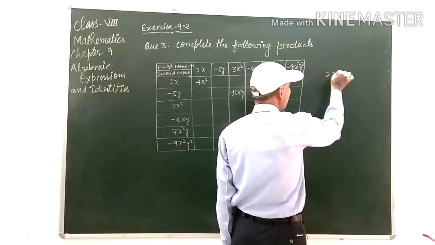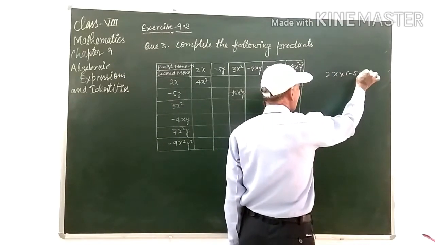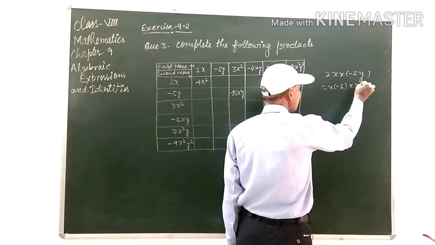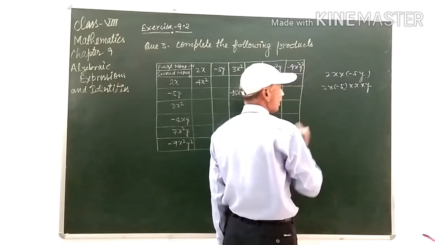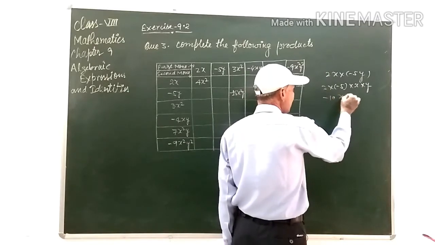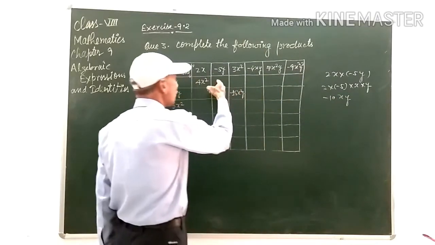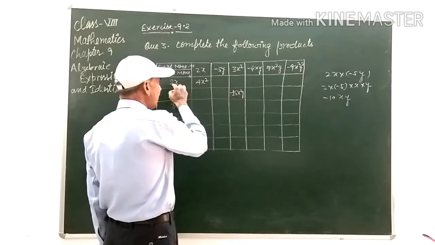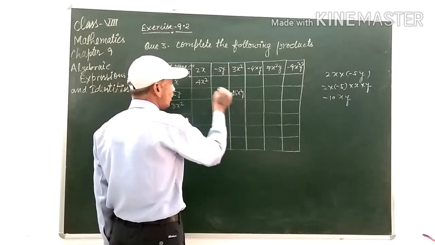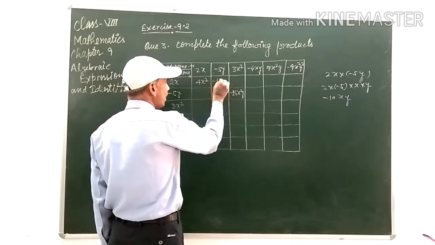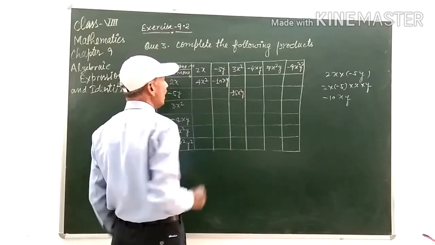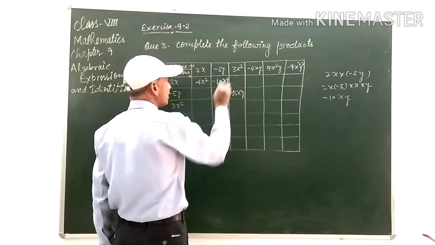Students, 2x into minus 5y, 2 into minus 5 into x into y. Clear, students? So 2 5s are 10, this one will be minus 10xy. So in this row you will write this one, 2x into minus 5y is equal to minus 10xy. Okay, students? So you have to complete like this.